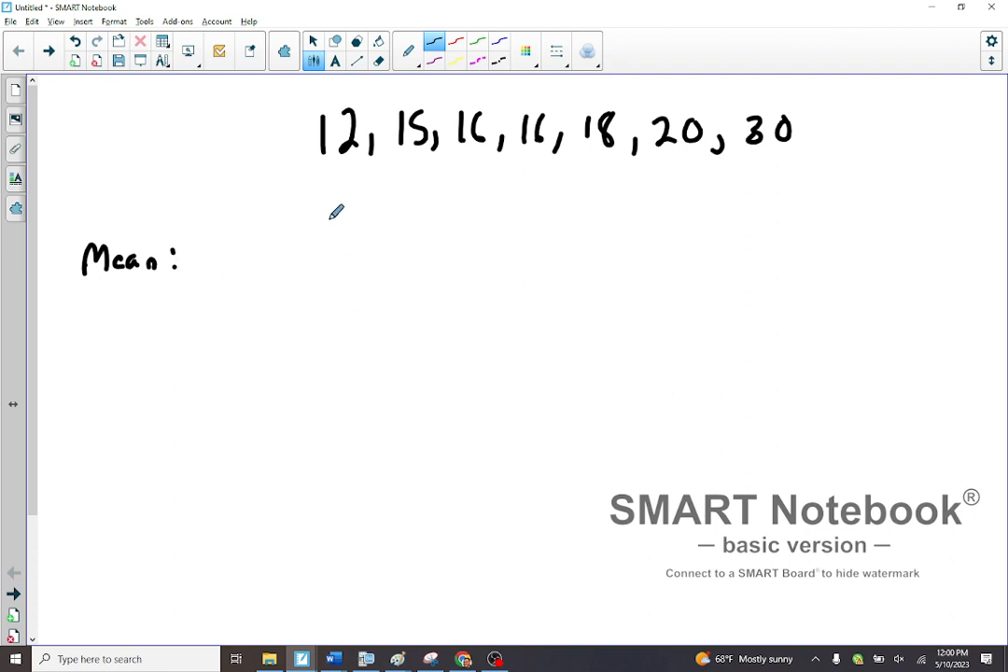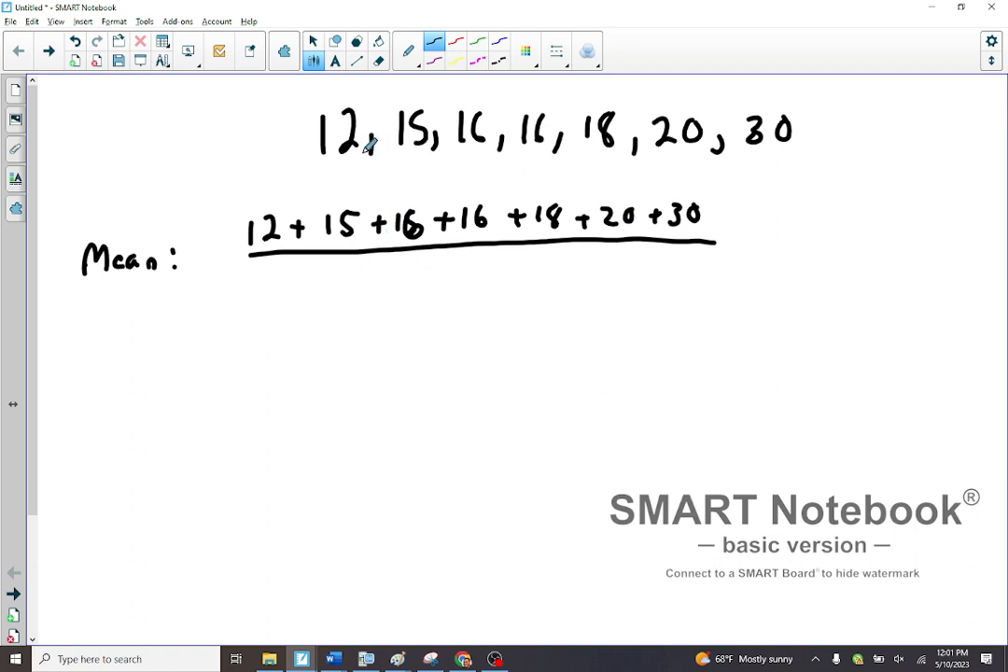So to find the mean, you take these numbers and add them together. So 12 plus 15 plus 16 plus 16 plus 18 plus 20 plus 30. And you would put that over how many numbers you have. So I have 1, 2, 3, 4, 5, 6, 7. In this case, it's 7 numbers, so I have 7 on the bottom. This is going to be 127.